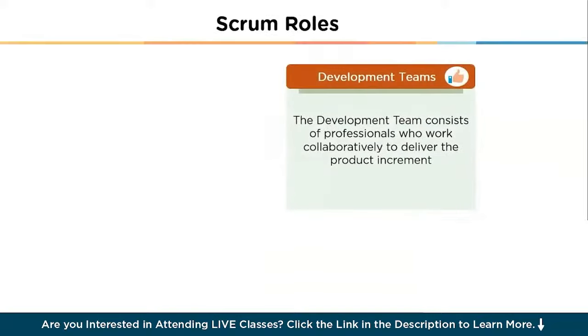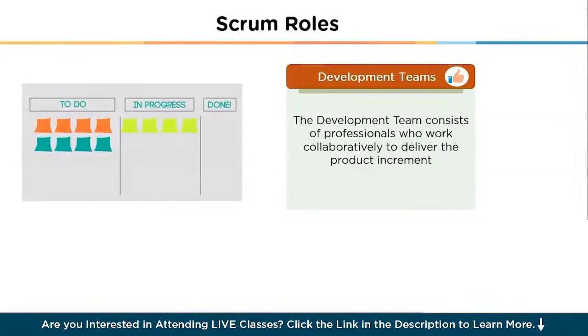Next one we have is the development team. So guys, the development team consists of professionals who work collaboratively to deliver a product increment. This self-organizing team is cross-functional, meaning it possesses all the skills necessary to complete the work without relying on external sources. The development team is accountable for creating high-quality increments that meet the definition of done.